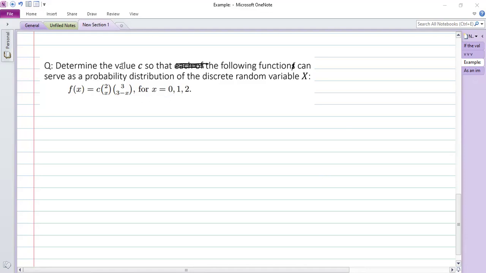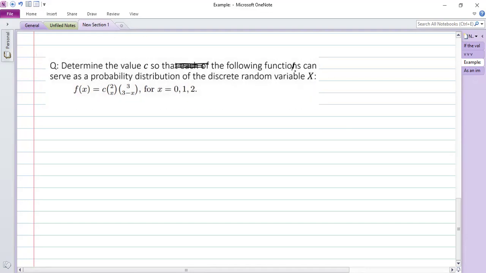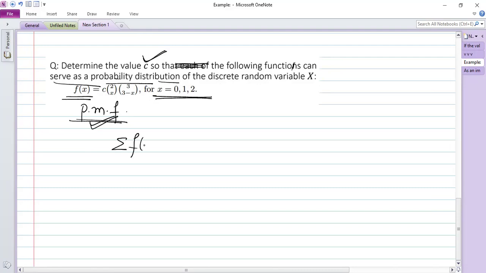So here we have to find the value of C, so that this given function can serve as a probability distribution function. We may call it probability distribution function or probability mass function. Why? Because our random variable is discrete here. So this question may also be asked as: find the value of C so that the following function f(x) can become a valid probability mass function. So basically we are going to apply this property: the sum of the values of f(x) over the entire range, x from 0 to 2, must be 1.